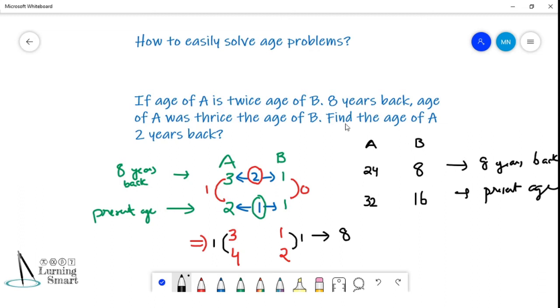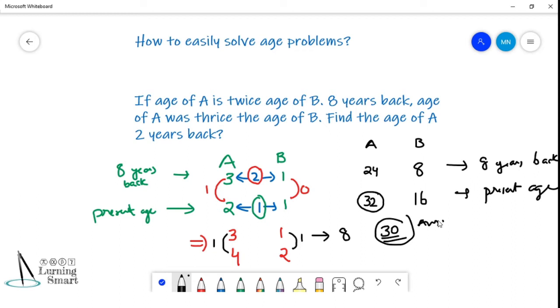Okay, so the question is, find the age of A 2 years back. So the present age of A is 32. 2 years back, 32 minus 2, so that's 30. So this is the answer. Present age of A 2 years back.